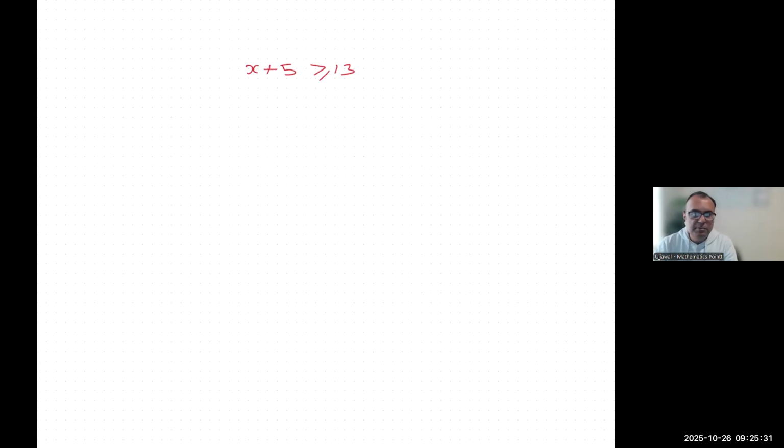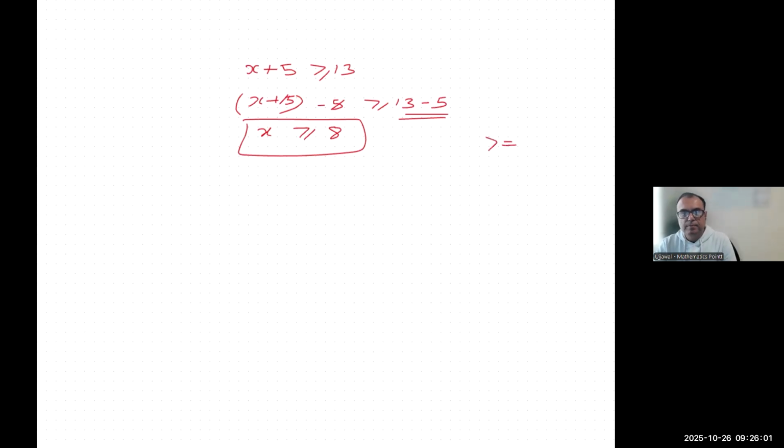Yeah, so in this particular scenario, x plus 5, take away 5, take away 5. So 5 is gone, x is greater than or equal to 13 take away 5, which is 8. Absolutely no change, greater than or equal to. So if you want to write it through your keyboard, you can write it like this. Yeah, that's the way to do it.